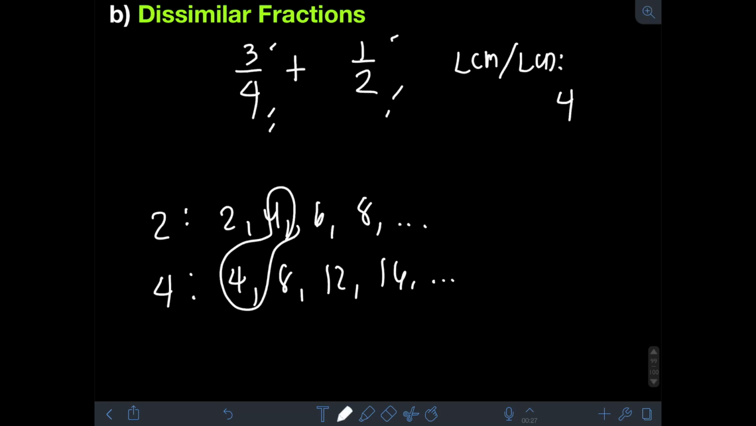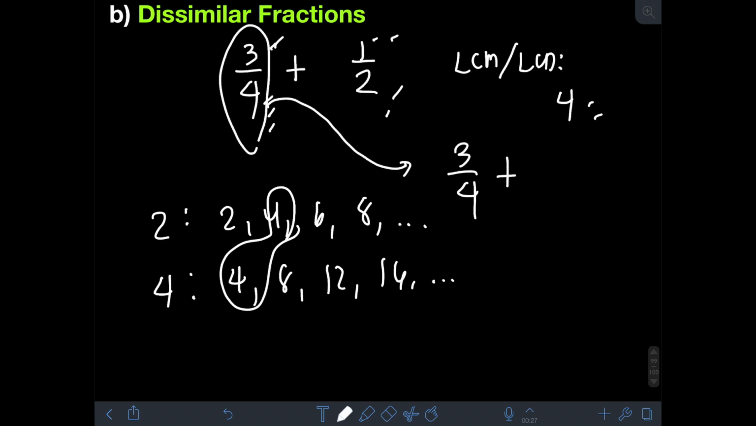So what will we do with this LCD? We will transform each fraction into equivalent fractions having the same denominator of 4. So how can we do that? Let's transform first 3/4 into an equivalent fraction with a denominator of 4. Since 3/4 already has a denominator of 4, we don't need to transform it. So as is, we can copy 3/4 and then plus. This time, this is the case when we need to transform 1/2 into an equivalent fraction having a denominator of 4. So how will we do that?